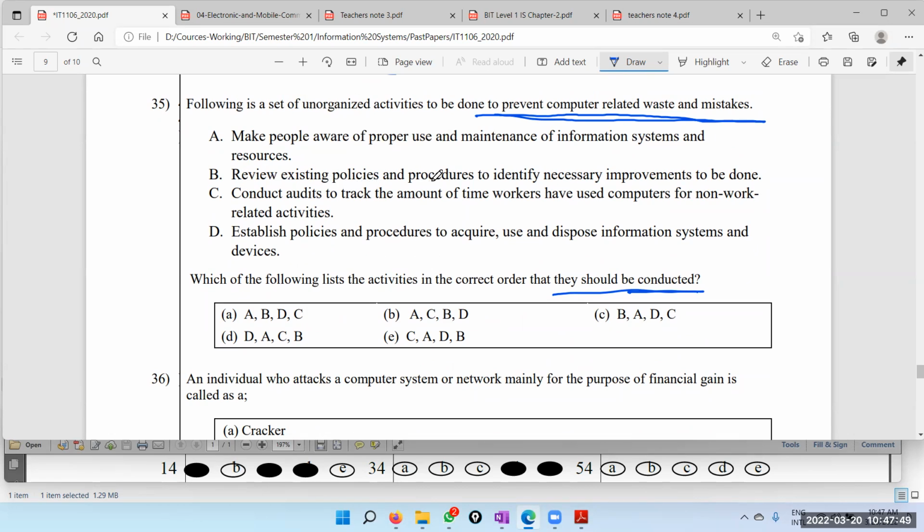Review existing policies and procedures to identify necessary improvements to be done. Conduct audit to track the amount of time workers have used computers for non-work related activities. Establish policies and procedures to acquire, use and dispose information systems and devices.